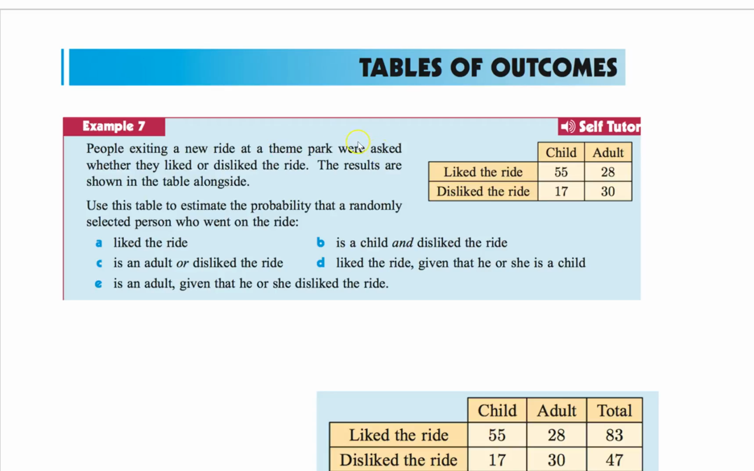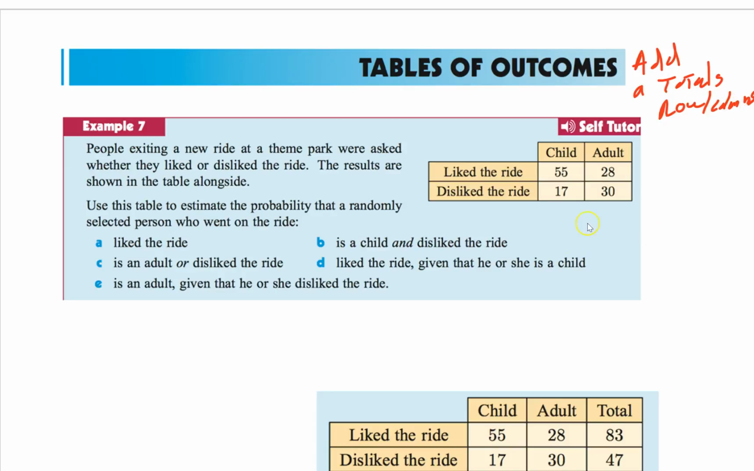People exiting a new ride at the theme park were asked whether they liked it or disliked the ride. The results are alongside. So this is an experimental probability. They give you people who liked the ride, didn't like the ride, children and adults. Now there's one thing you've got to keep in mind for a table of outcomes. There's one trick that makes your life so much easier, and that is, if they don't have it already, add a totals column and row.